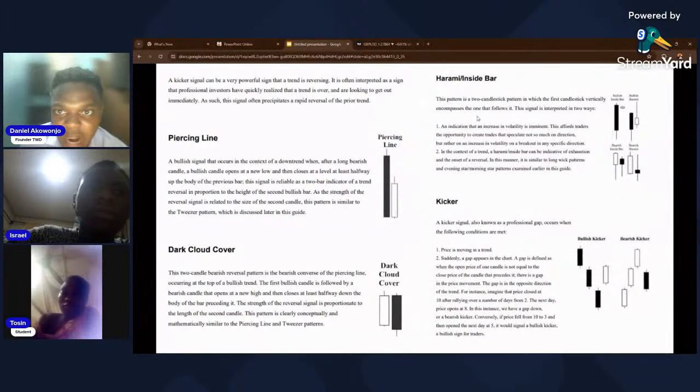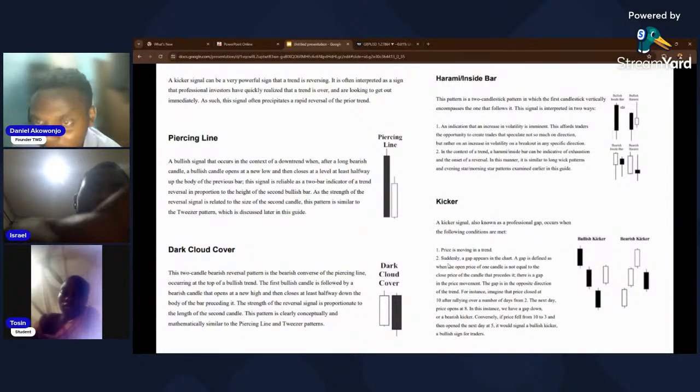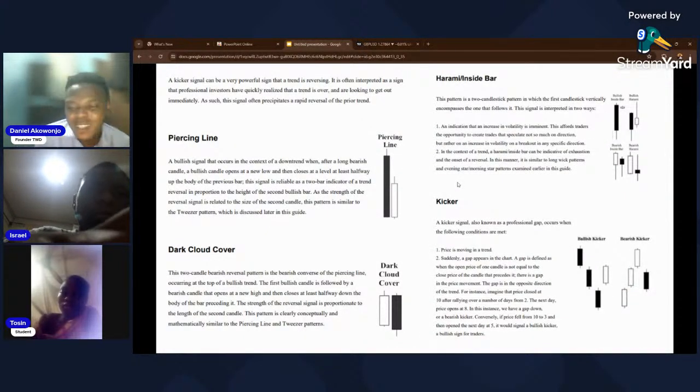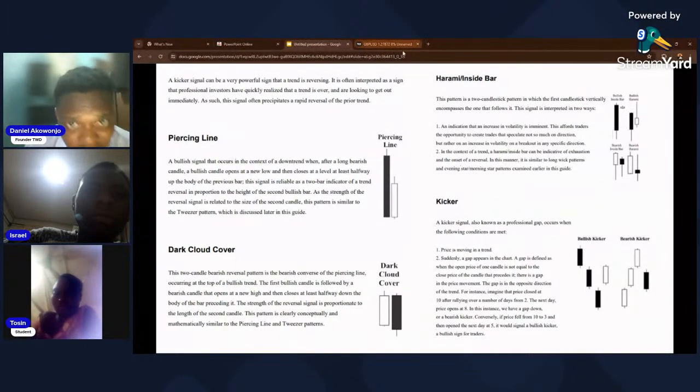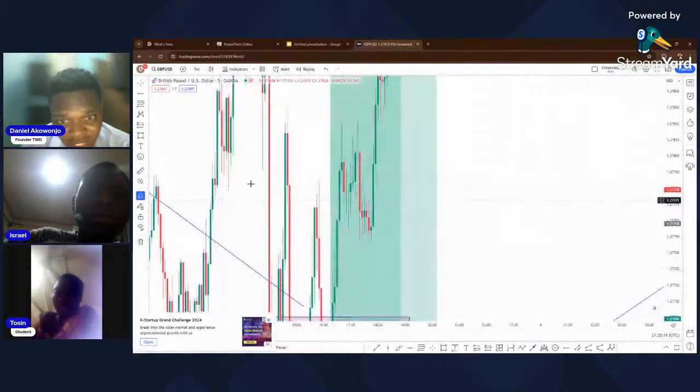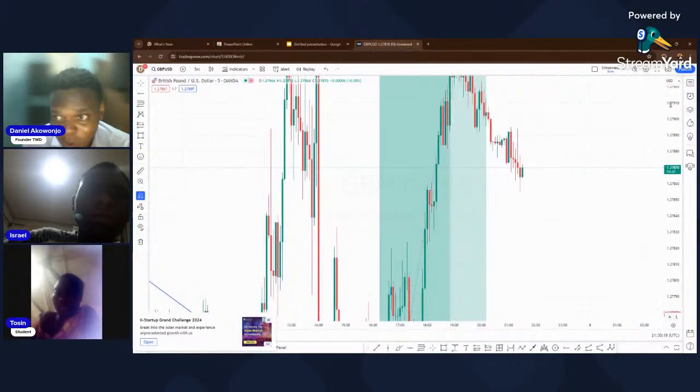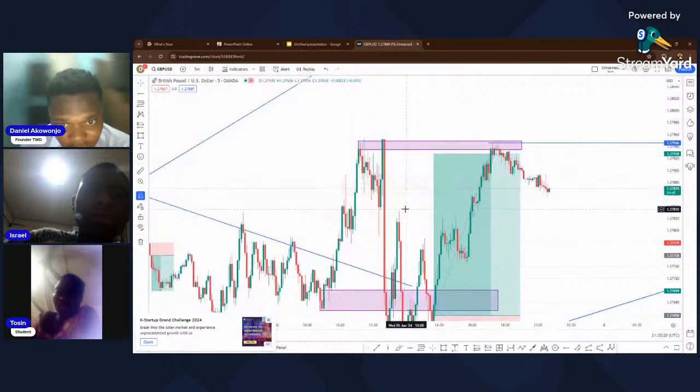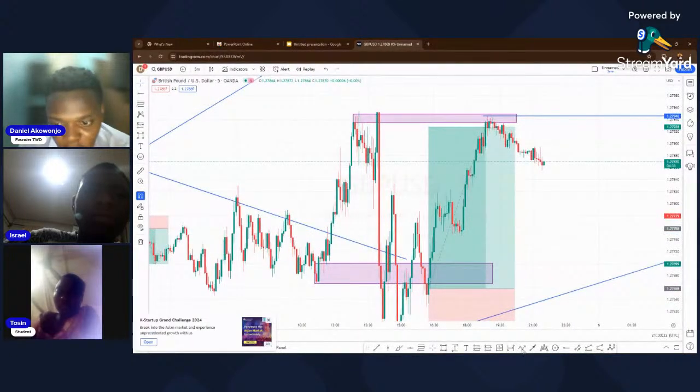So now we have the Harami, the inside bar. Now, is it compulsory that you really know all these candlesticks? Like, is it really even compulsory? Somebody might ask. Yes, it is, because everything you see on the chart, is it not candlestick? Like everything you are seeing here, is it not candlestick? What forms the chart itself? Candlestick. So it's a very important knowledge you have to have.